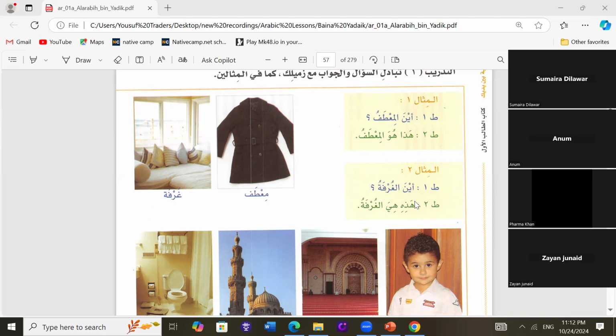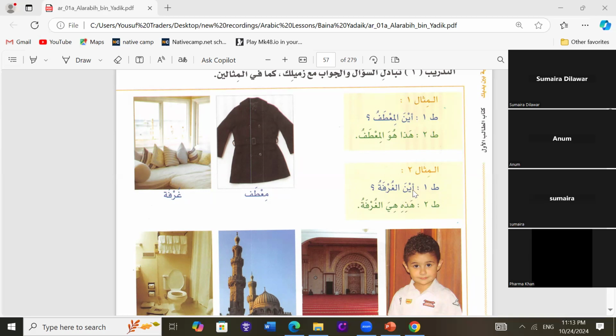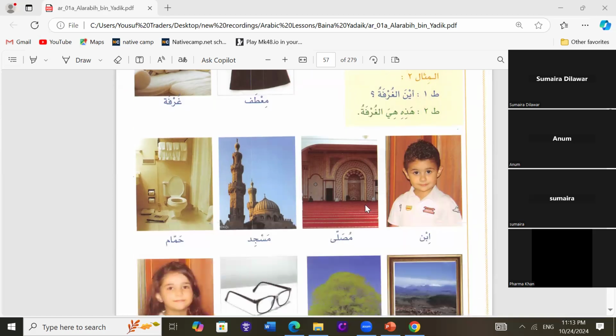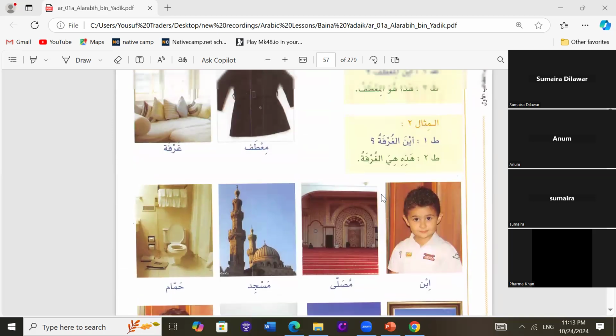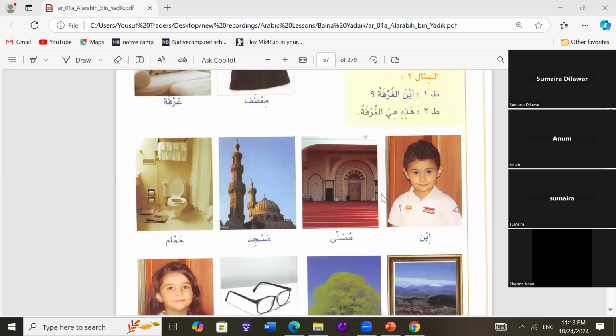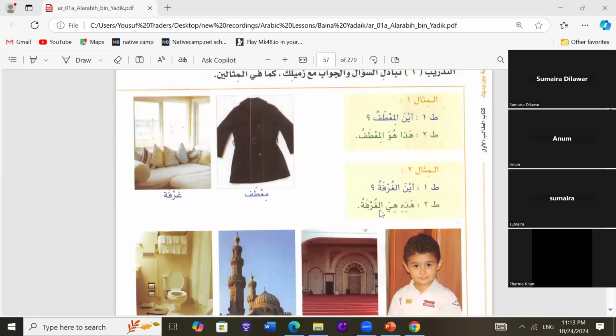Likewise, another example is Ayna al-ghurfa. Who will give me the translation? Where is the room? Yes. Ayna al-ghurfa. Hadhihi hiya al-ghurfa. Here is the room. Okay, so likewise, these pictures have been given. I hope you can do these exercises all by yourself, because so far we have started the second unit and we are going to end it, and you have got some understanding of Arabic. So this would be your homework.